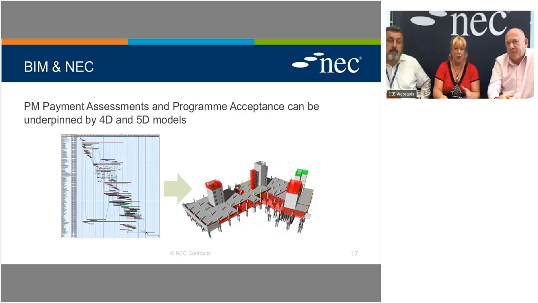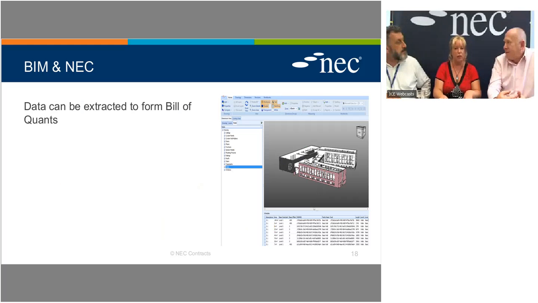I've mentioned previously that payment assessments and programme acceptance can be underpinned by 4D and 5D models, so you can essentially pick a time within the BIM model as regards where construction should be in 22 weeks' time, and that will throw up the model of where it should be. So at 22 weeks, I could look out the window, and the costs should be the same as well. From that you can also extract items such as a bill of quantities, particularly helpful for building up a list of components and assets to be maintained.